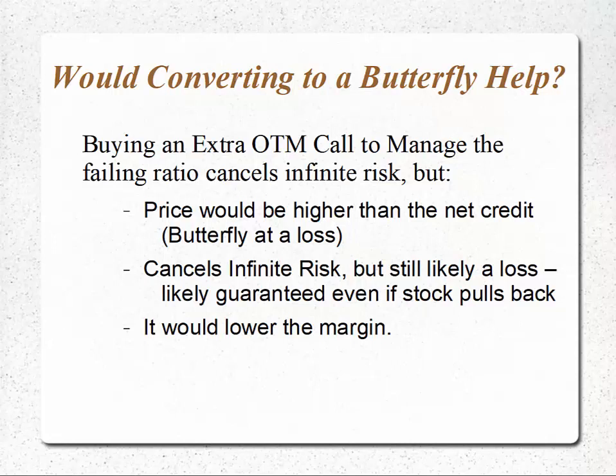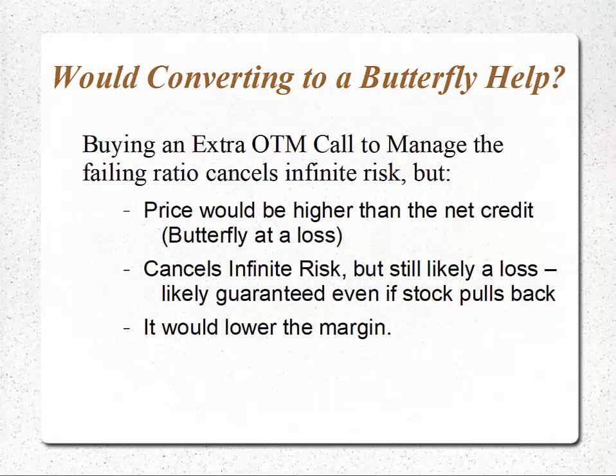That'd be buying an extra out-of-the-money call. Let's say Starbucks goes to 70. I might buy a 71 if it's available, or 72.50 out-of-the-money call for 40 or 50 cents. What does that do? It cancels the infinite risk if the stock continues to move up.